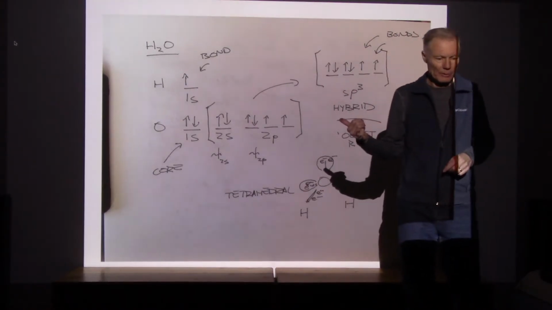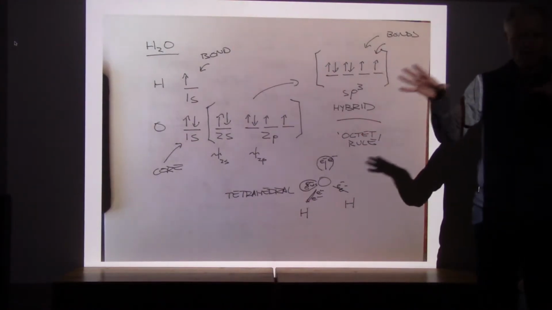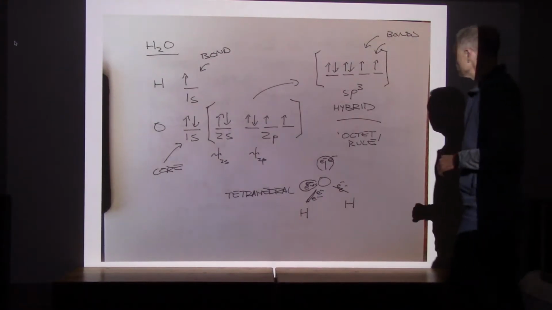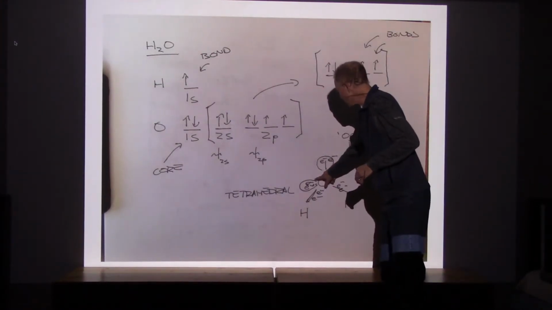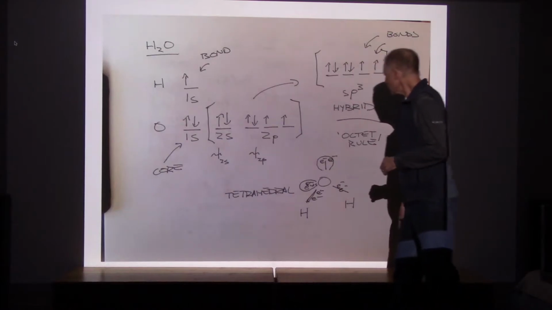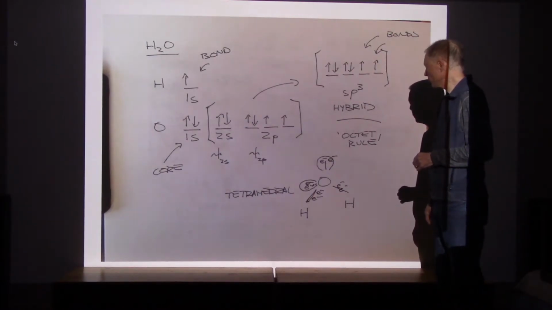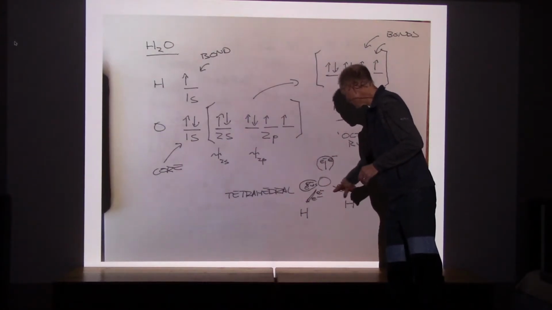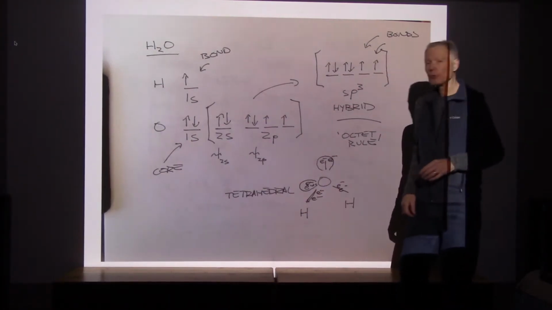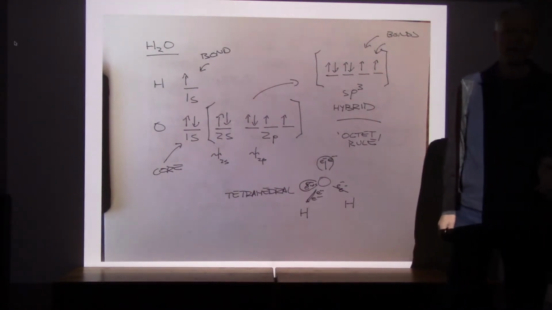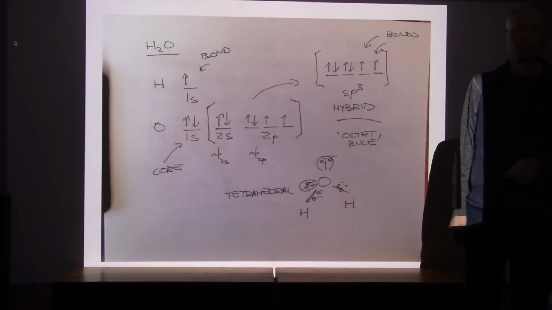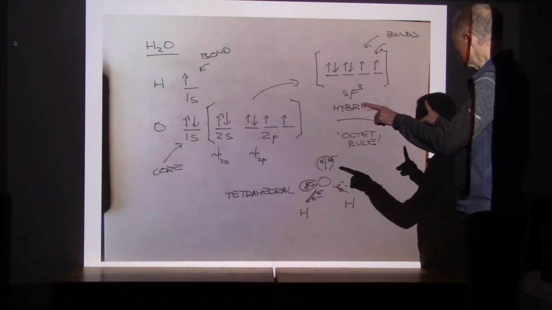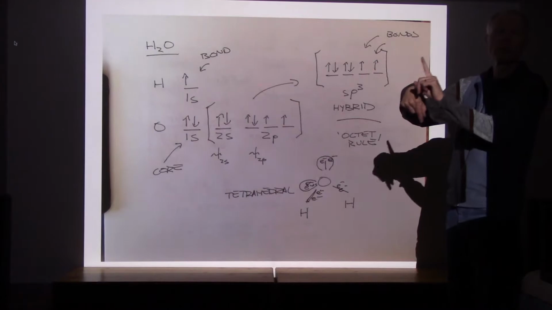So in that tetrahedral pattern, of the four different directions, the four different regions of space being filled, two of those tetrahedral directions are filled with pairs of electrons. The other two are also filled with pairs of electrons, but at the other side of those electrons are nuclei. The hydrogen nuclei are attached at the other end.